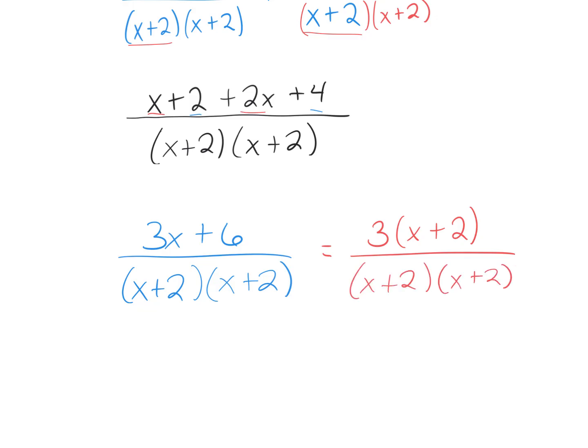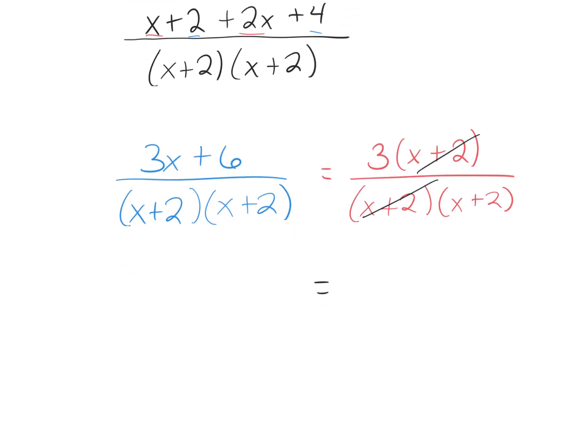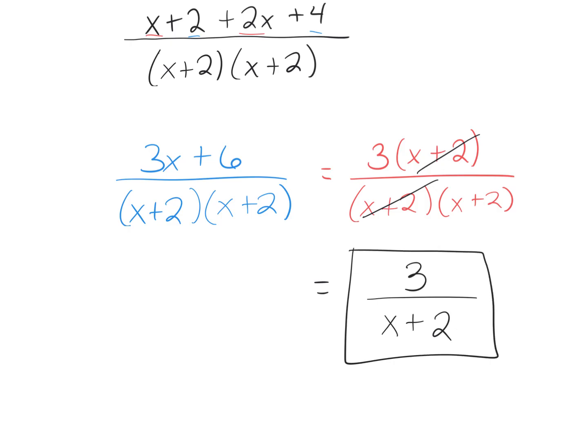Okay, now our last step is what? Canceling things out. What cancels out? These two? Right, these two. Okay. What's left then? 3's left on the top. On the bottom, we have x plus 2. Then I'm done. Once you're fully simplified, you are done. Okay? All right.